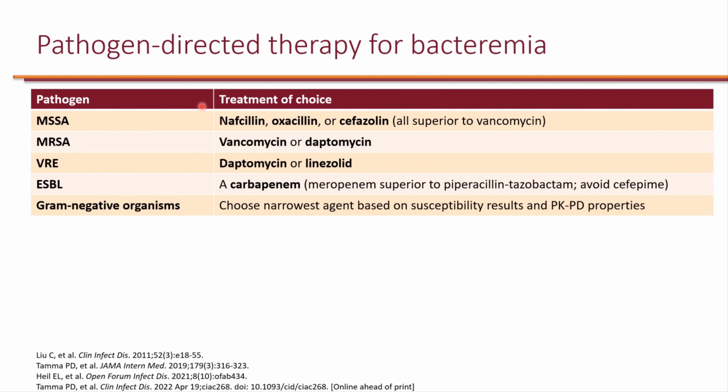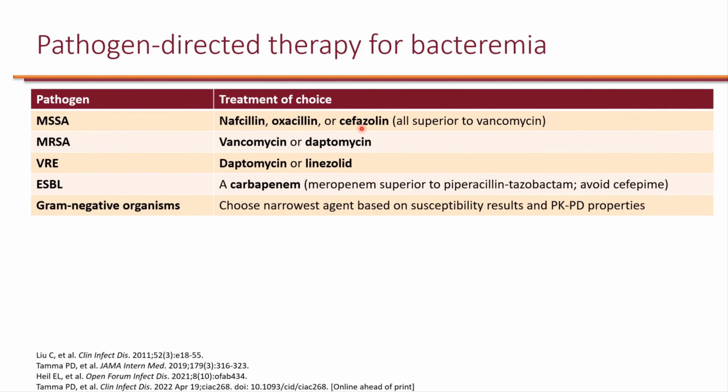Now let's take a look at pathogen-directed therapy for bacteremia. First, let's consider methicillin-susceptible Staphylococcus aureus or MSSA. So for MSSA, treatment of choice is either an anti-staphylococcal penicillin such as nafcillin or oxacillin or cefazolin. And these are considered first choice. They are all superior to vancomycin for definitive treatment of MSSA bacteremia because they have mortality benefit. So, if patients receive vancomycin for pathogen-directed MSSA bacteremia, they're more likely to die compared to receiving these.